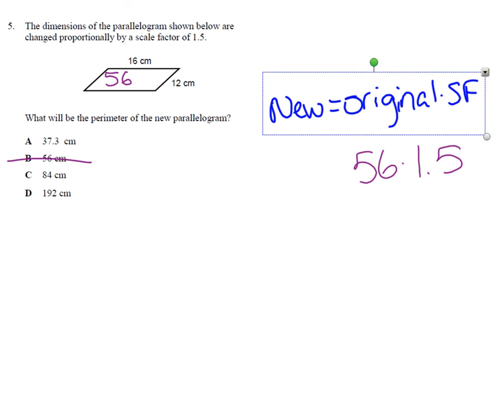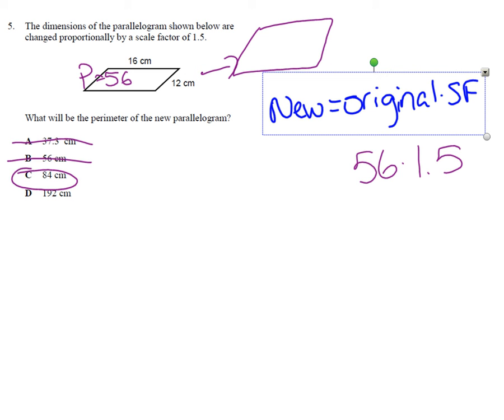It's 84, Mr. Ellis. That's the original, Jacob. We want the new shape, which is a bigger parallelogram. Since it's 1.5, we know the shape's got to get bigger, so it also can't be 37.3. 192 doesn't really make sense because we'd have to multiply it by, I don't know, like 3. So the only answer here that really makes sense is 84.